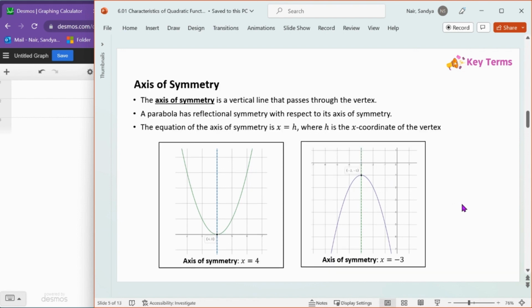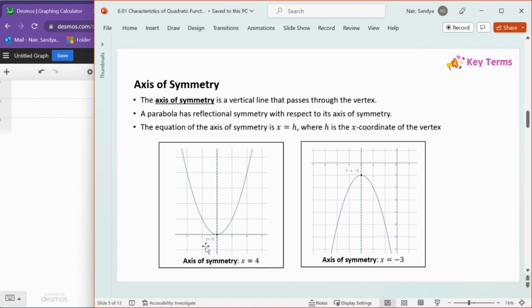So we can also talk about the axis of symmetry. The axis of symmetry is a vertical line. So since it's a vertical line, it's going to have an x equals equation, right? Remember from algebra, that's how we write the equation of a vertical line. It's also going to pass through the vertex. So the nice thing about the axis of symmetry is that if you find the vertex, the x-coordinate of the vertex will actually tell you the equation of the axis of symmetry.